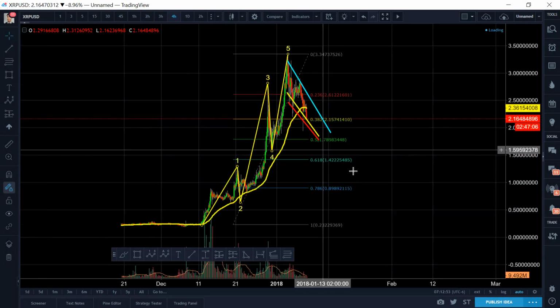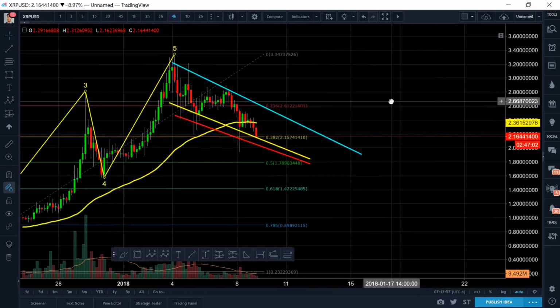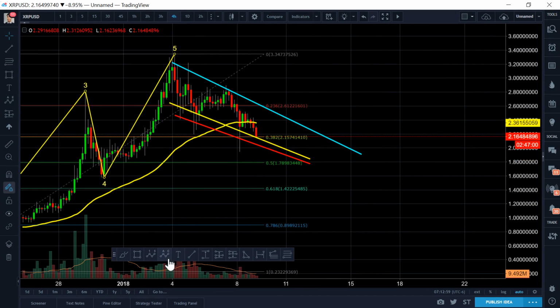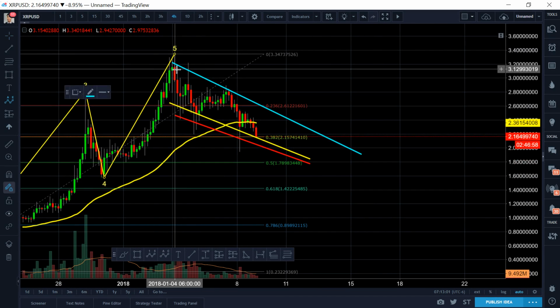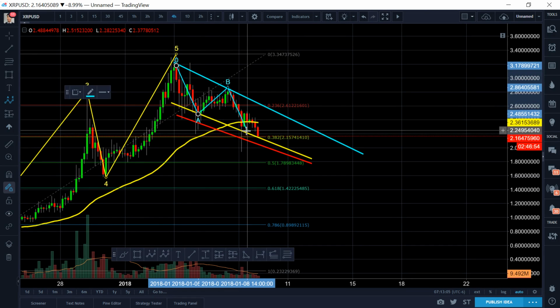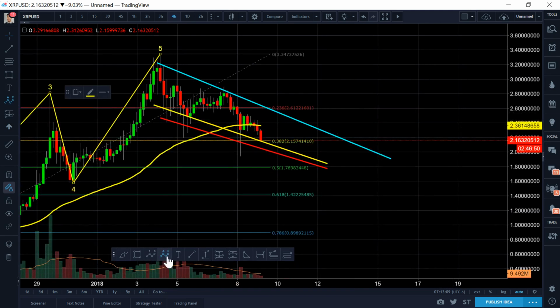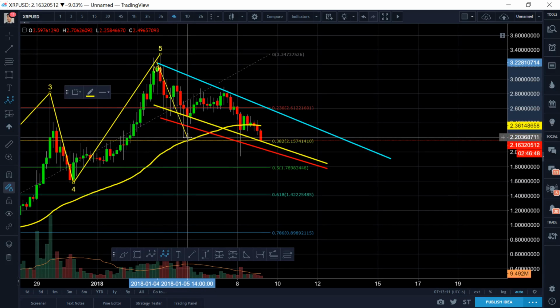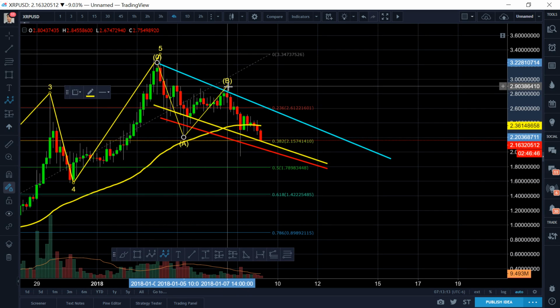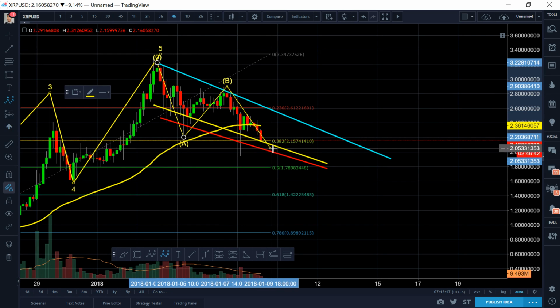Actually, let's go to a different time frame. Oh, I wanted to make note of this first. I forgot to say that this is your A, this is your B, and this is your C. It's fairly symmetrical that we see right now.